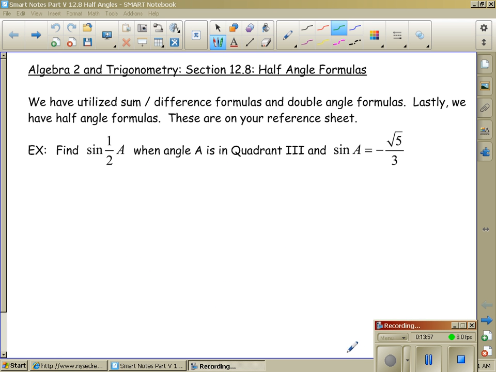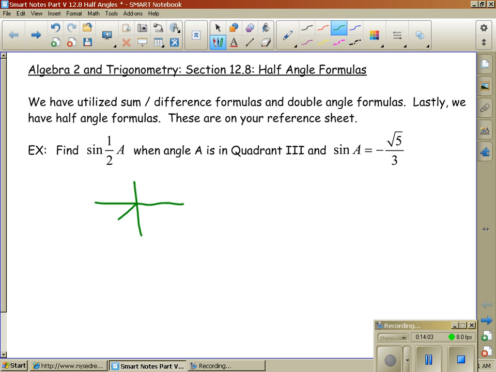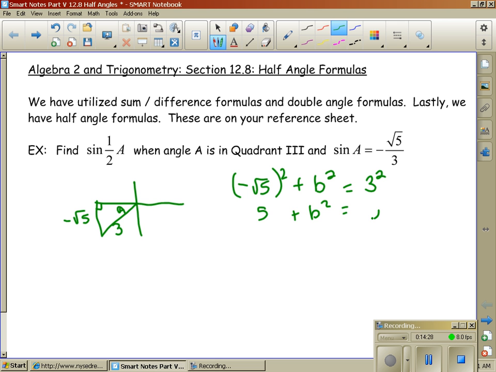So again, we're on the reference sheet. Same idea, we're setting up the triangle. It's in the third quadrant. Angle is A, sine is opposite over hypotenuse. Remember, the hypotenuse is always positive, so this will be negative. Do the Pythagorean theorem. Square root of 5 squared plus b squared equals 3 squared. 5 plus b squared equals 9. B squared equals 4. B equals positive and negative 2. So again, you got to think third quadrant, negative, negative, so it's a negative 2.